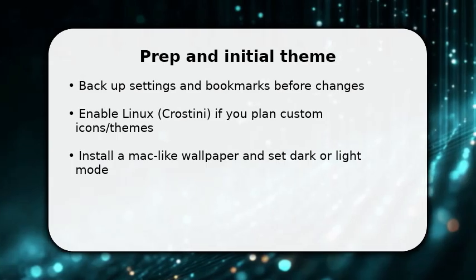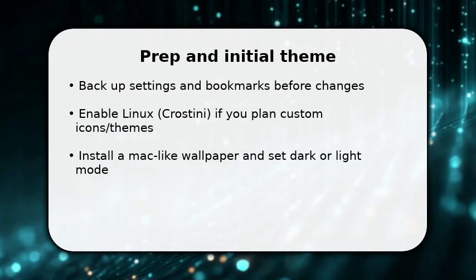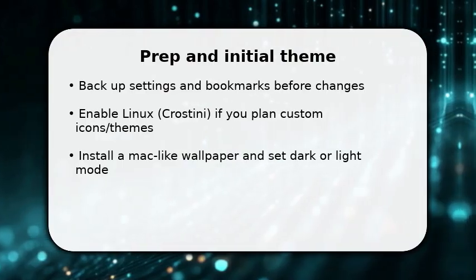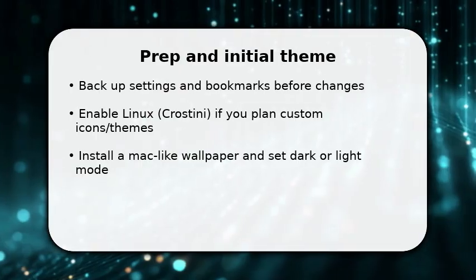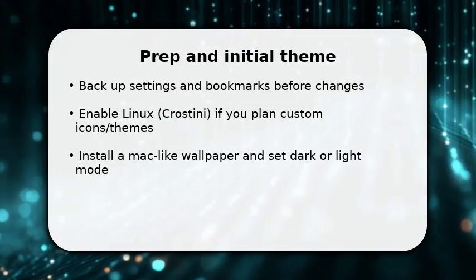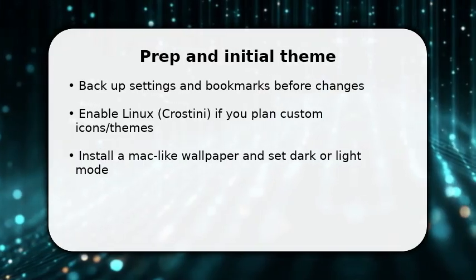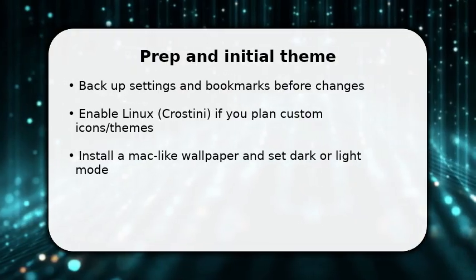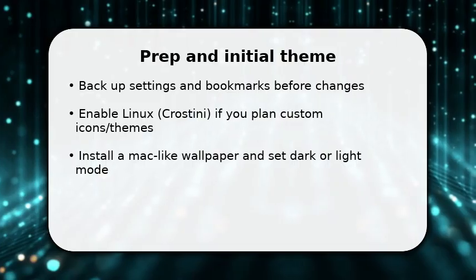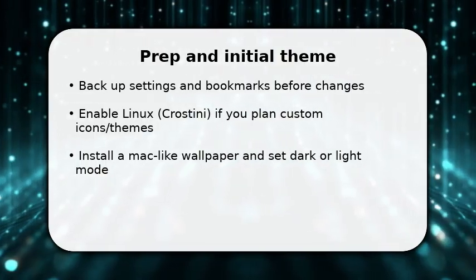Enjoy the video. You'll start by locking in prerequisites, backup bookmarks, and enable Linux if you want deeper customization. First, install a high-resolution Mac wallpaper and set system theme to match, dark or light. Then change the shelf to auto-hide and move it to bottom for the dock illusion. Once done, install a Chrome theme from the web store that mimics Mac OS colors. This gives immediate visual parity while you prepare icon and dock changes.